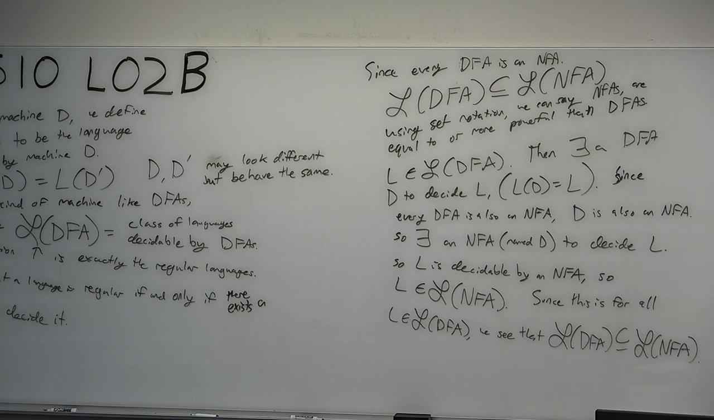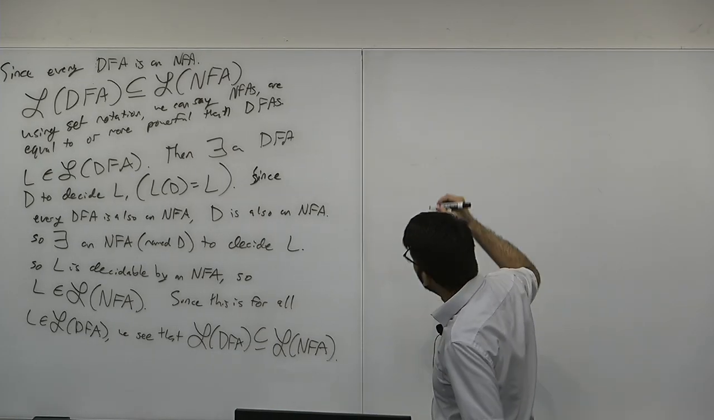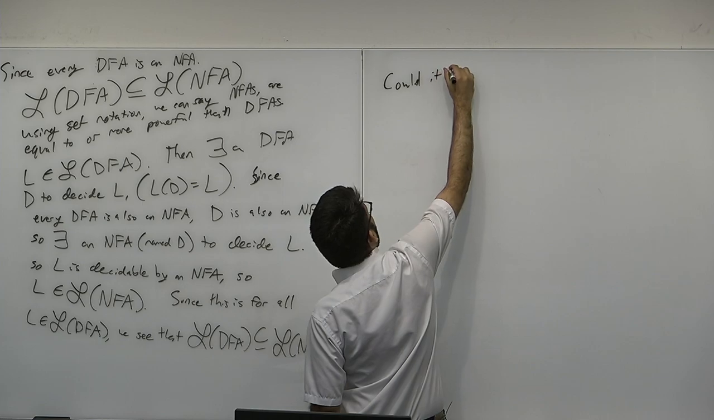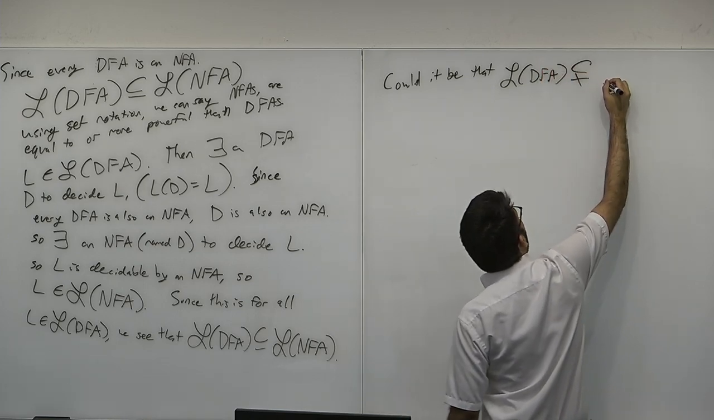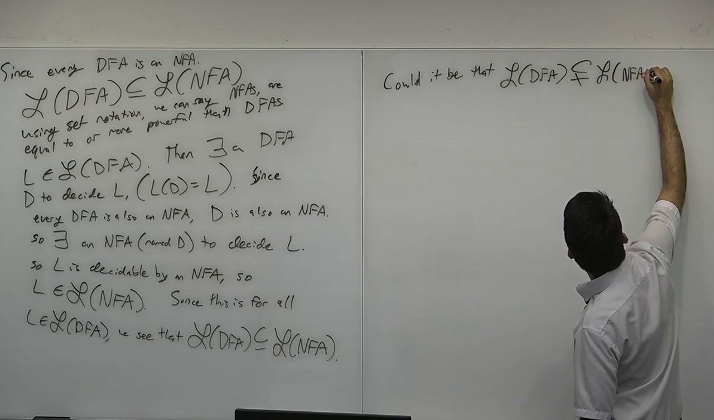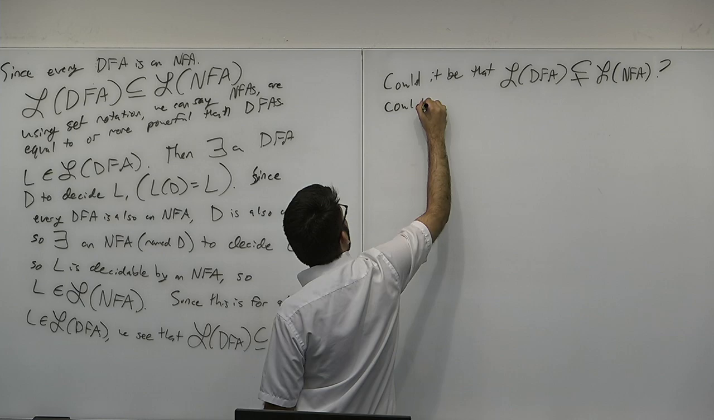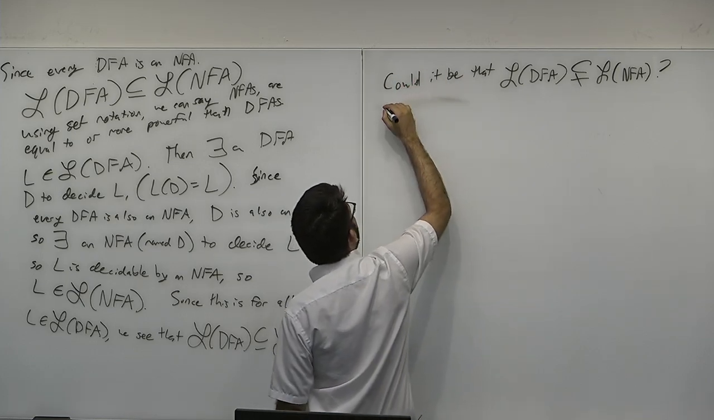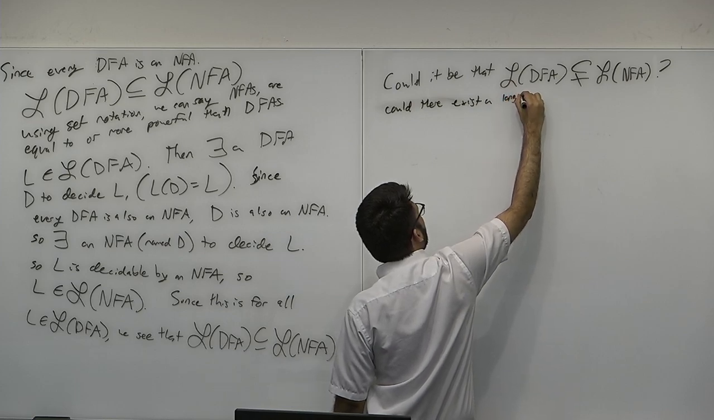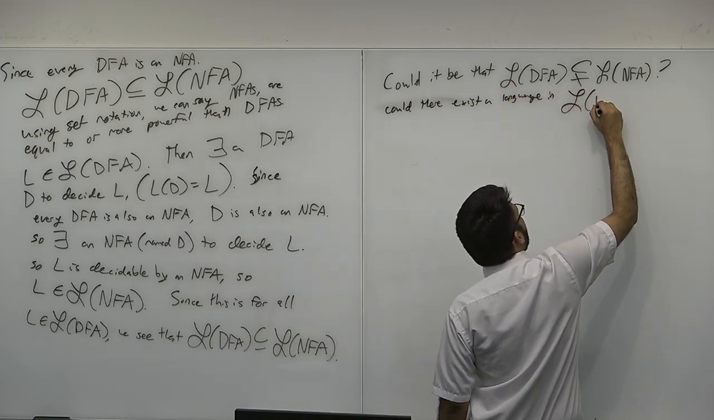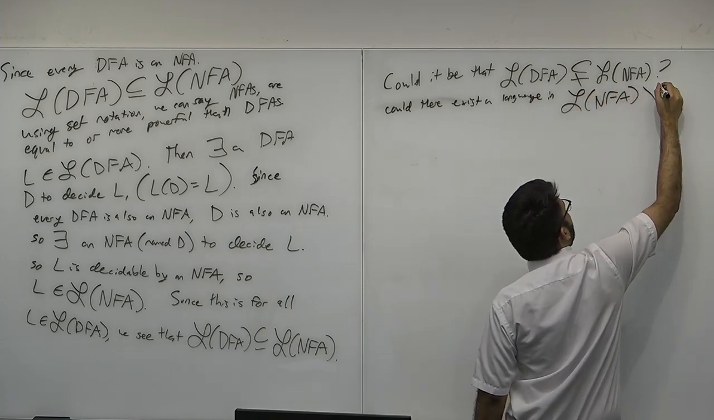So we now know the NFAs are at least as powerful as the DFAs, but are they strictly more powerful? Like, could L of DFA be a strict subset of L of NFA? Could there exist a language which is decidable by an NFA, but not decidable by a DFA?